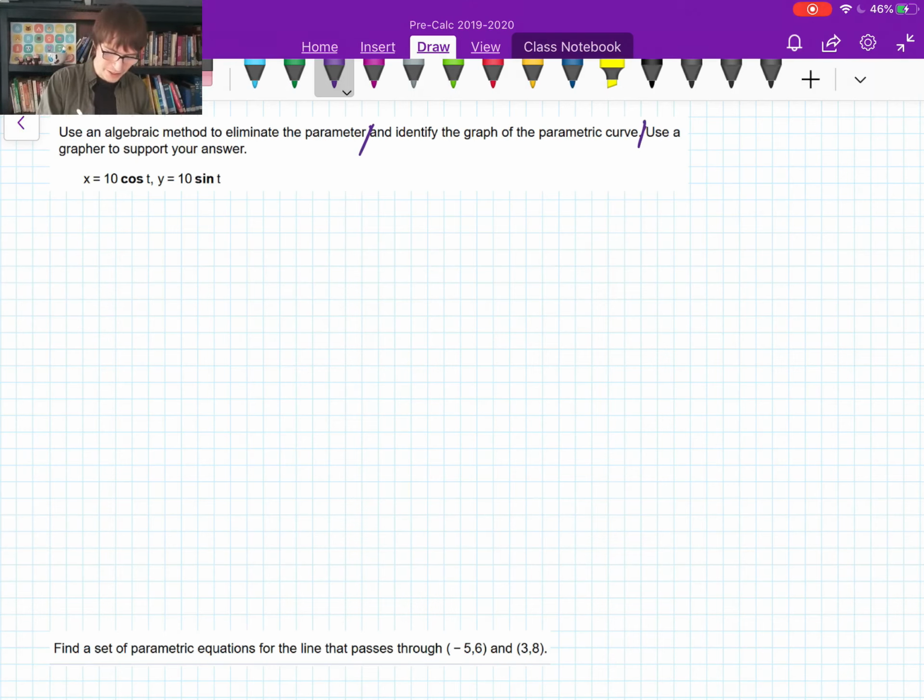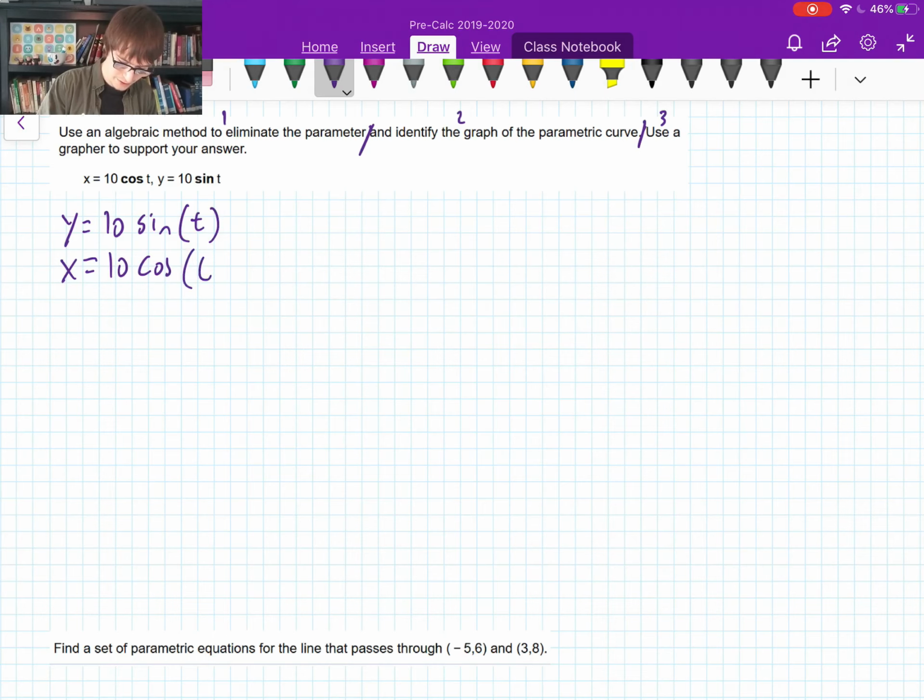So normally, let's number these 1, 2, and 3. Normally, if I was to write this down, we get y equals 10 times the sine of t, and x equals 10 times the cosine of t. And just as a quick side note, I probably should have said this earlier, but if you're writing t in your own notebook, it's probably good to use the capital letter T, unless you want to write this really fancy curvy thing. If you write just a normal t, it looks a lot like a plus sign.